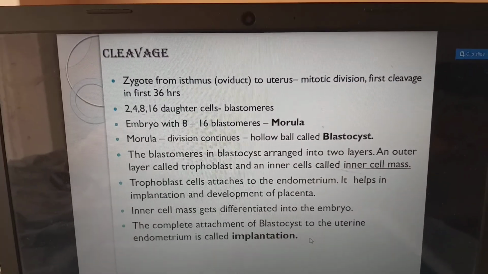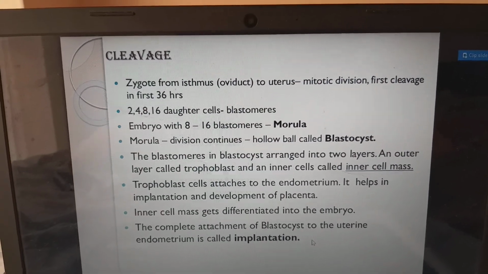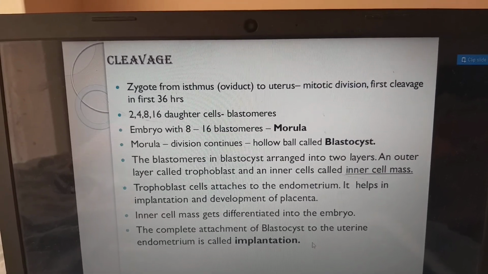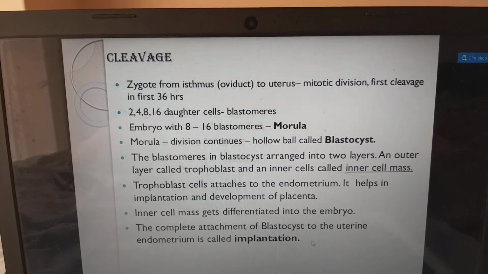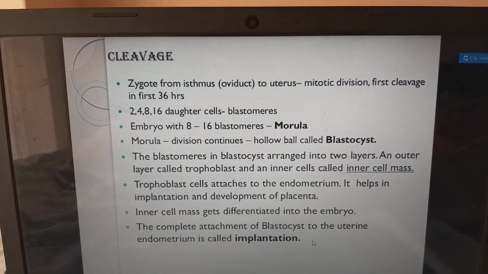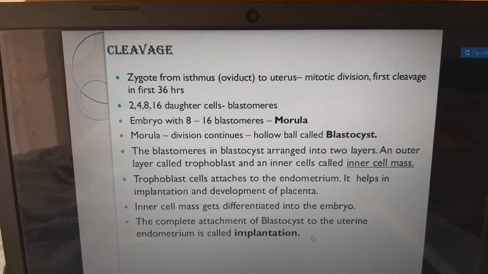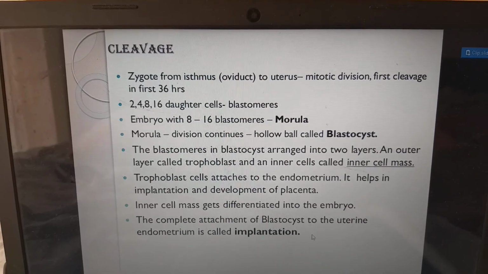Cleavage. The zygote moves from the isthmus of the oviduct to the uterus by mitotic division, and the first cleavage will happen in the first 36 hours. Then 2, 4, 8, 16 daughter cells, which we call blastomeres. An embryo with 8 to 16 blastomeres we call a morula. As the division continues, a hollow ball forms, which we call the blastocyst.